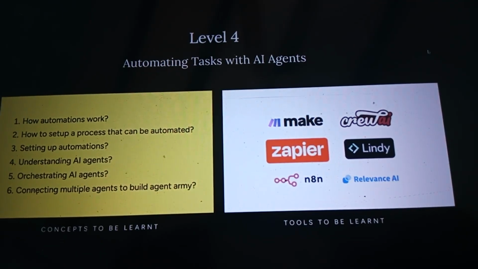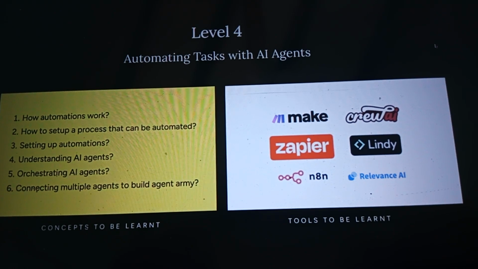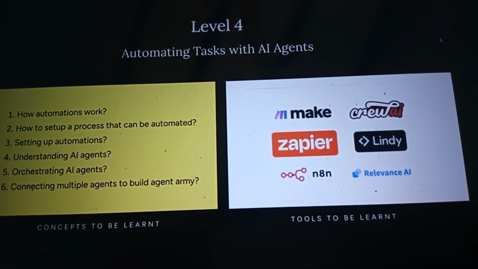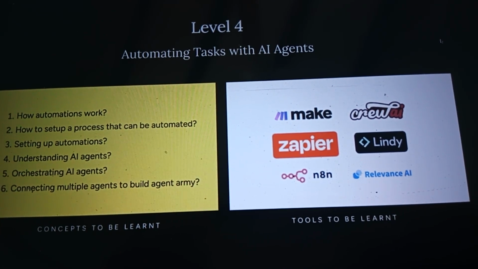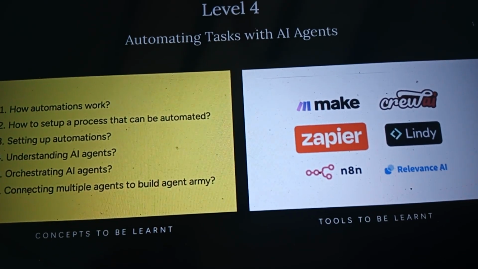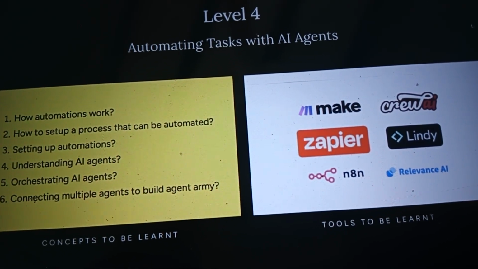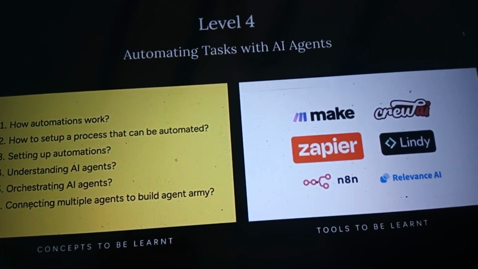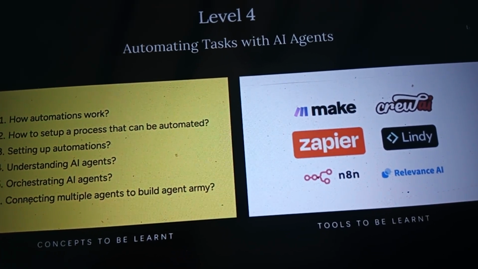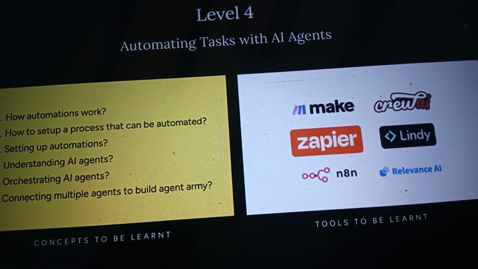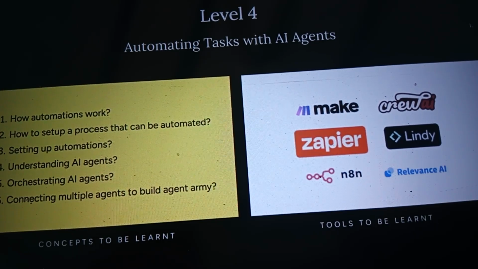Level 4 is again the part that you just saw, right? You saw the executive assistant that you just saw, right? How do you build those assistants? How do automations work? How can you process data for automation? How can you set up the whole process? What are AI agents? What is a super agent? What is a normal agent? What is a handover agent? What is an autonomous agent? How to build these agents? How to set up the orchestration in a way that they work very well with each other? How to connect multiple agents to build an agent army?